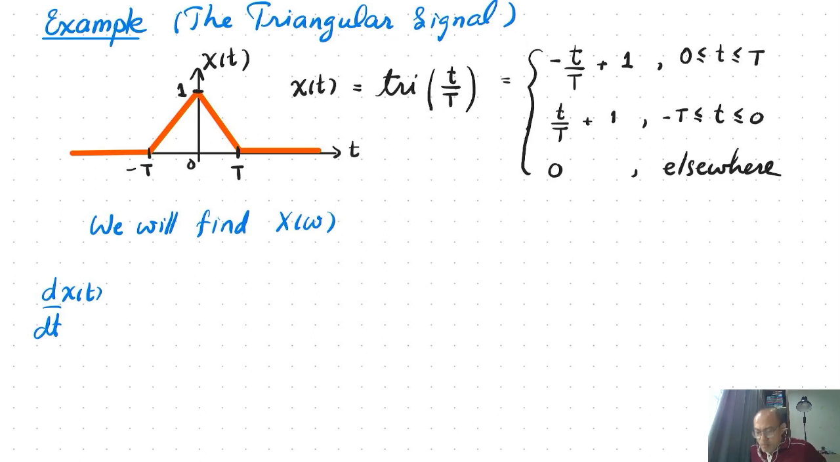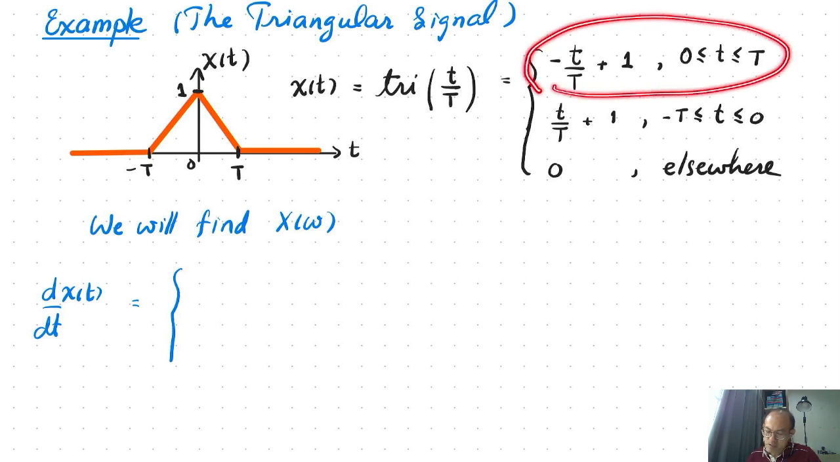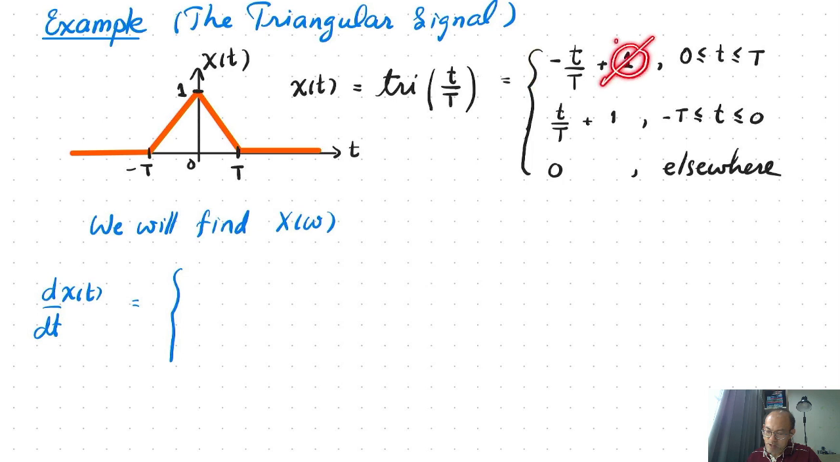Okay. Now when we differentiate it with respect to time, when time is positive here, the 1 will disappear, because 1 is a constant and the derivative of a constant is 0. Now this one, if we take the derivative of it with respect to time, we're going to get minus 1 over big T, when time goes from 0 to big T.